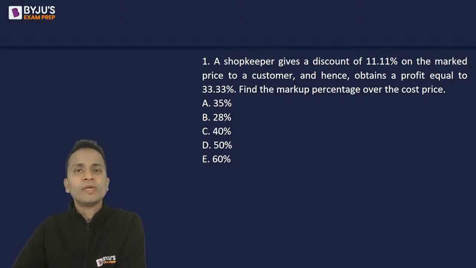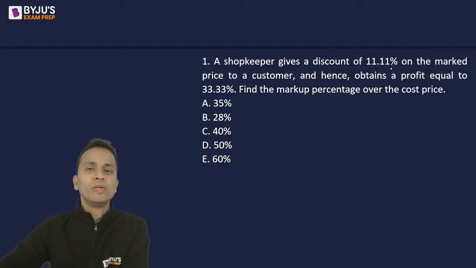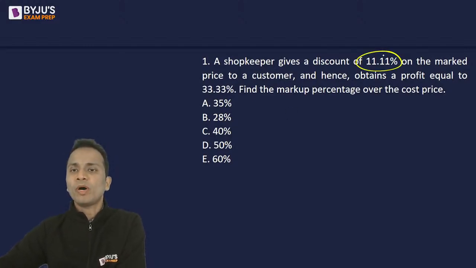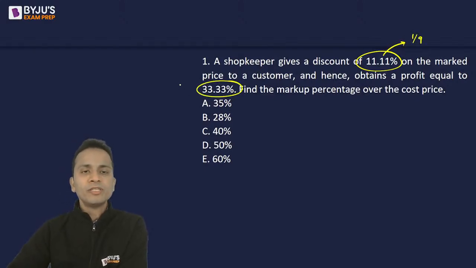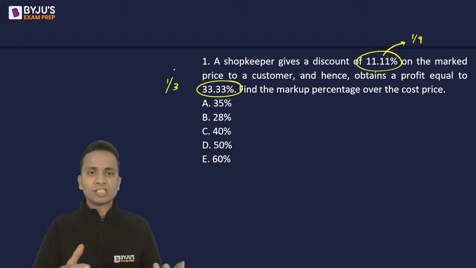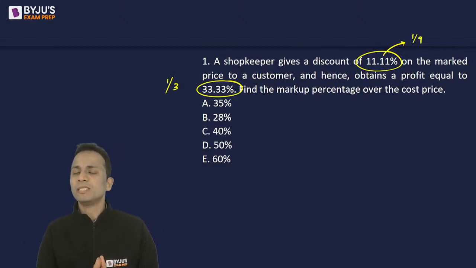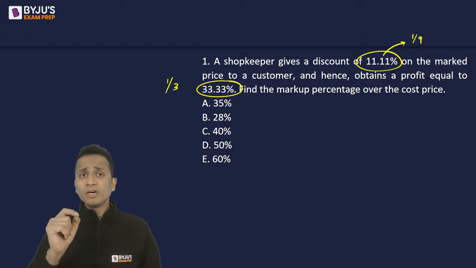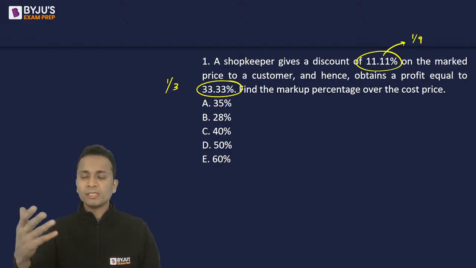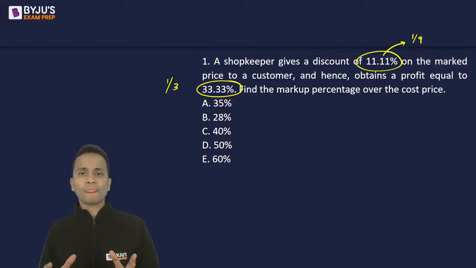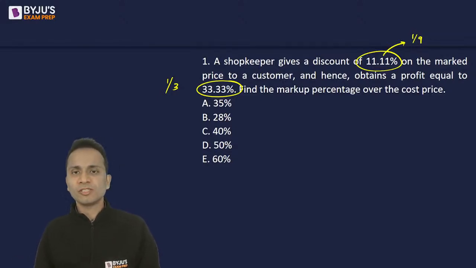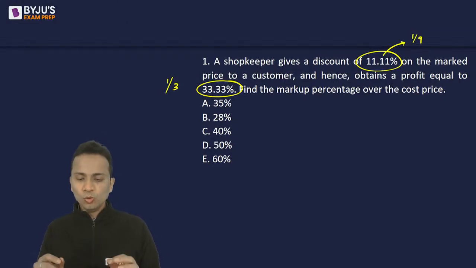Now, in this question, it is very important to understand the percentage equivalence of fractions. So 11.11 percent is 1 by 9, and 33.33 percent is 1 by 3. In terms of fraction it is 1 by 3, and in terms of percentages it is 33.33. Similarly, the fraction equivalent of 11.11 is 1 by 9. If you know these percentage equivalents of fractions, then it will be easier for you to solve any question.